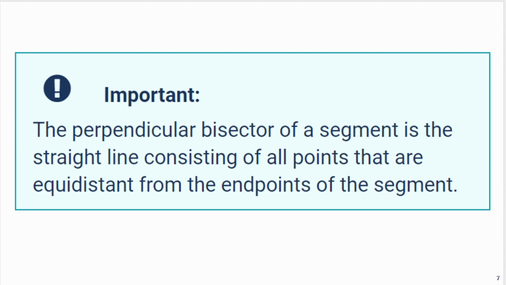Okay, next let's consider the property of angle bisectors. First of all, can we show that any point on the angle bisector of angle XYZ is equidistant from YX and YZ? So first of all, let's draw an angle XYZ.